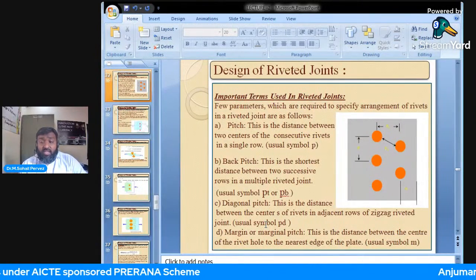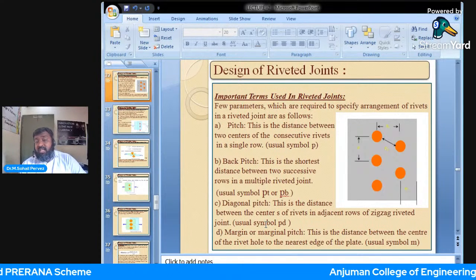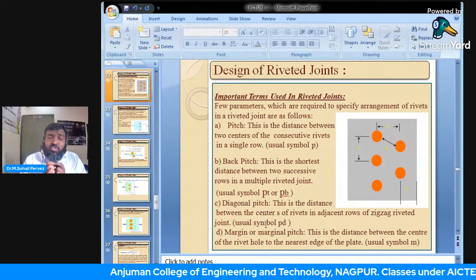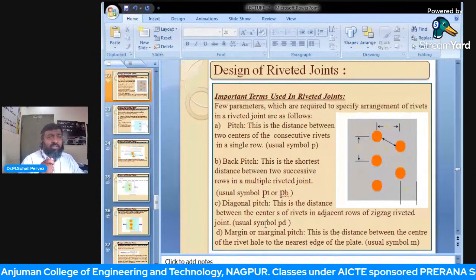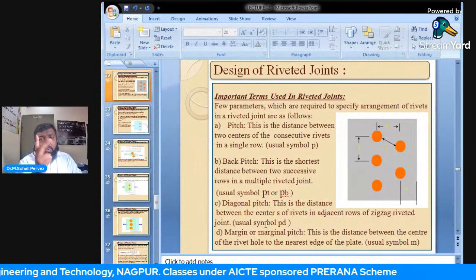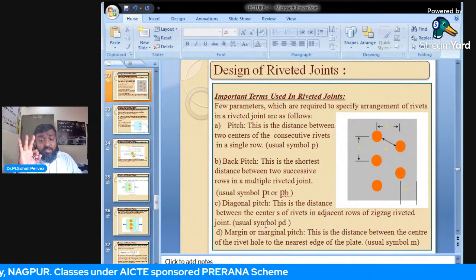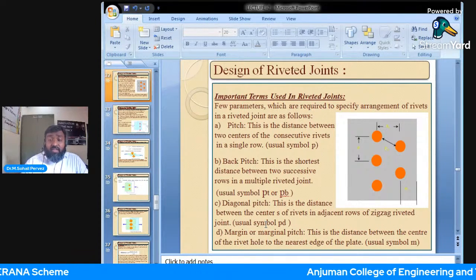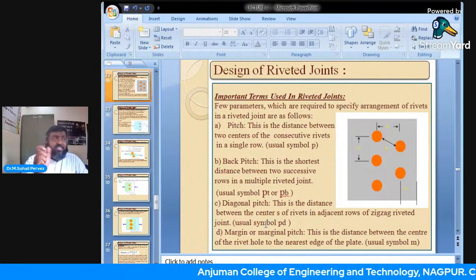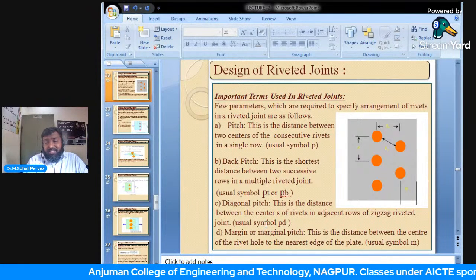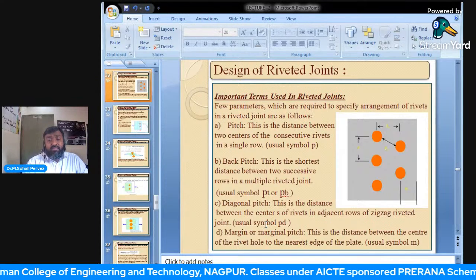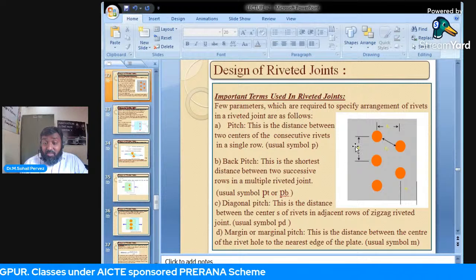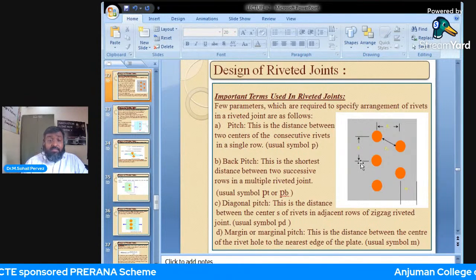Now, very, very important terms used in the design of riveted joints. The strength of a riveted joint depends on the pitch between the two rivets. There are three types of pitches, the most important types. There are others also, but these are very important. What is pitch generally? Simply the distance between two rivets. Here, for consecutive rivets, the distance between the two centers of the rivets is P, known as pitch.